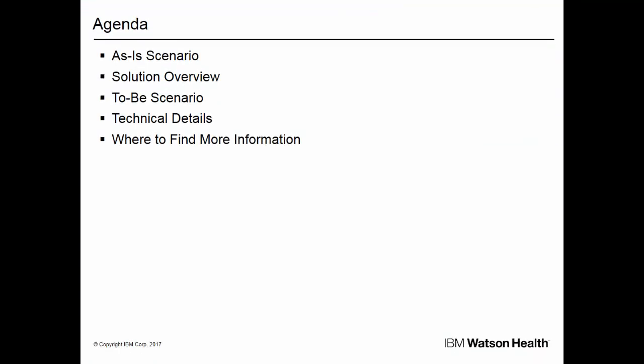In this presentation, we'll start by discussing the as-is scenario, that is, the state of the software prior to version 7.02. We'll then move on to an overview of the solution or enhancement, including descriptions of the to-be scenario, in other words, the changes in version 7.02. We'll then present some of the technical details of the changes, and we'll finish by telling you where you can find more information about the updates.